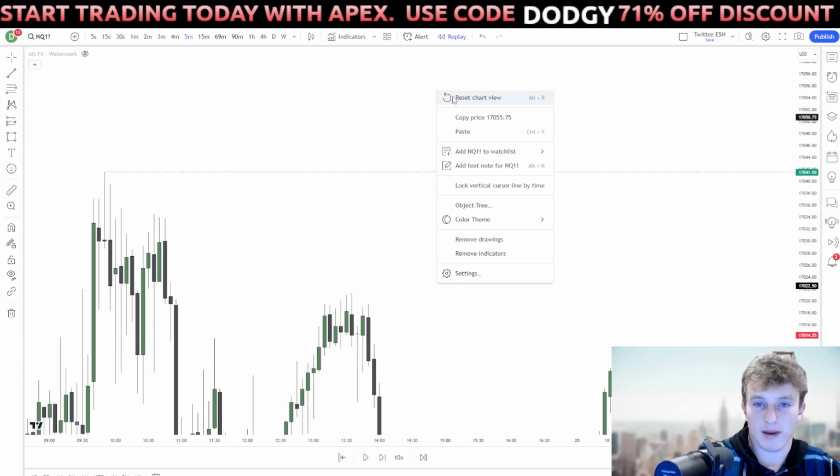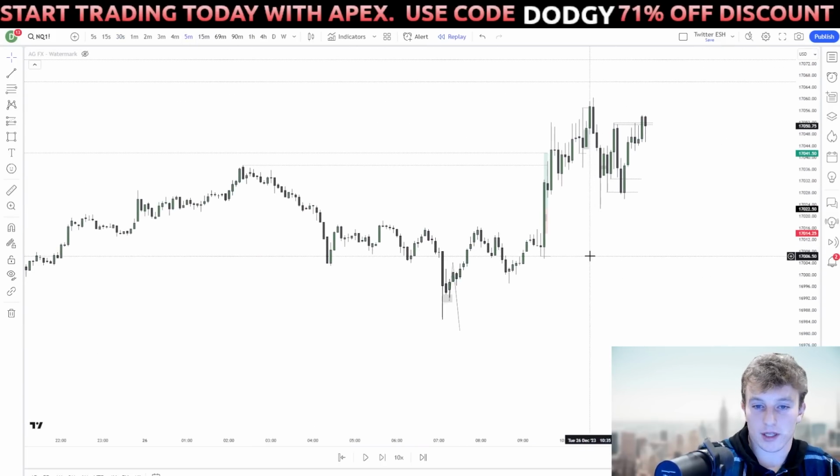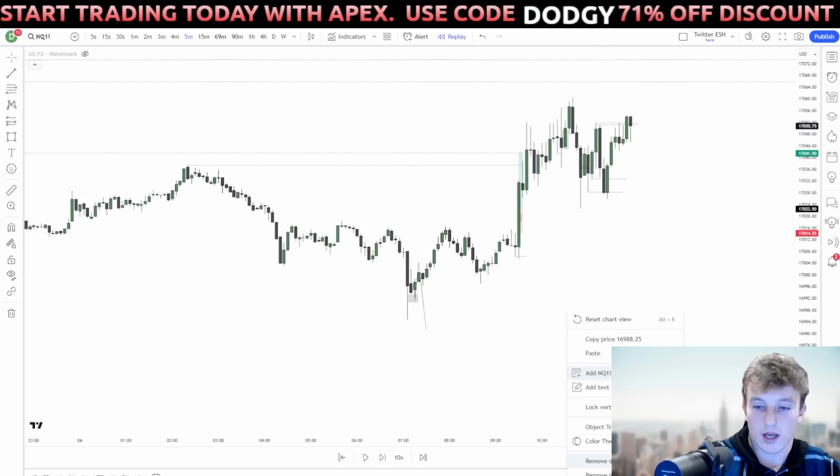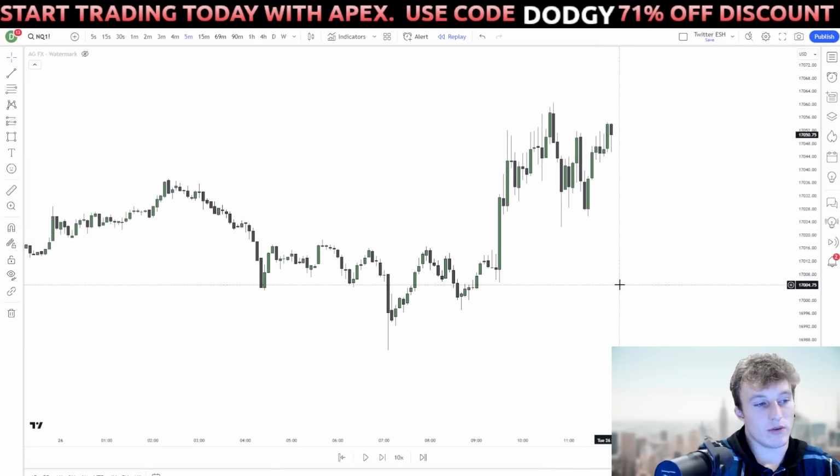So yeah, that's kind of my main model. I'm just going to go over a few more examples. I only use these during kill zones. You only want to use them during kill zones. You want to use them when it makes sense.